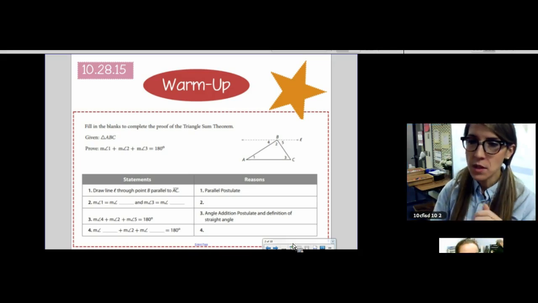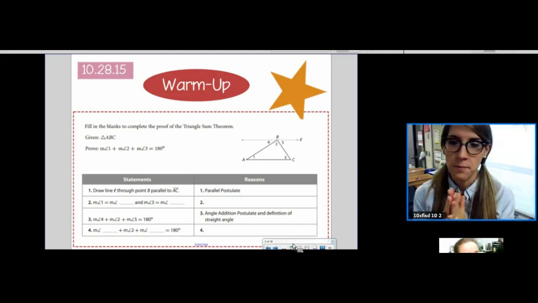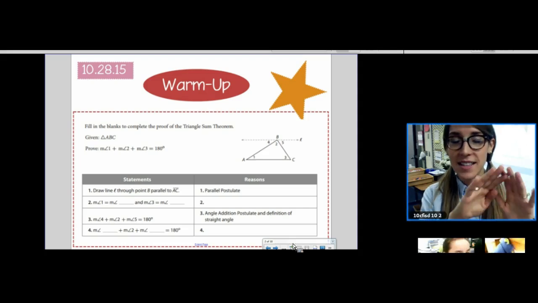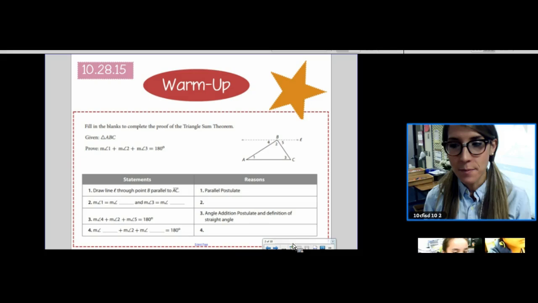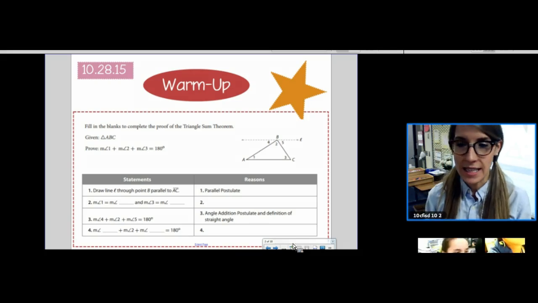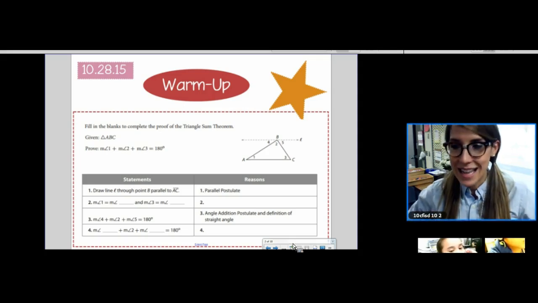All right? So, given triangle ABC, so that's what we're given. Now, we haven't ever done this in a proof, but the first statement tells us to actually draw a line. So we're going to draw line L through point B, and we're going to make it parallel to AC. And that's a parallel postulate. We didn't necessarily learn that, but like I said, doesn't matter because it's filled in. All right, so now that we have that parallel line, now we can say things about some of the angles. So let's fill in the blanks.